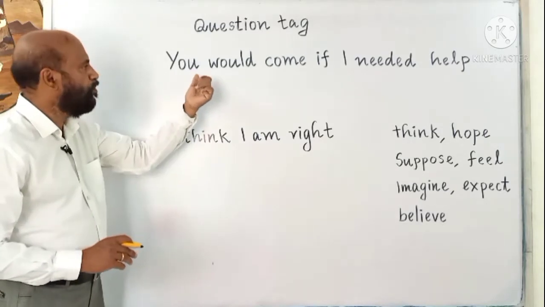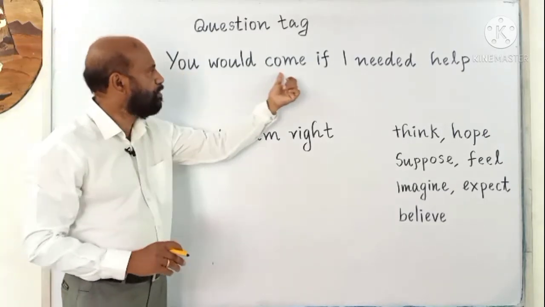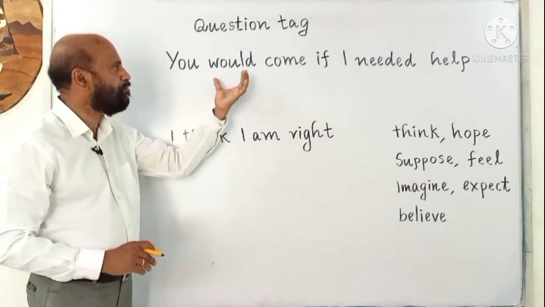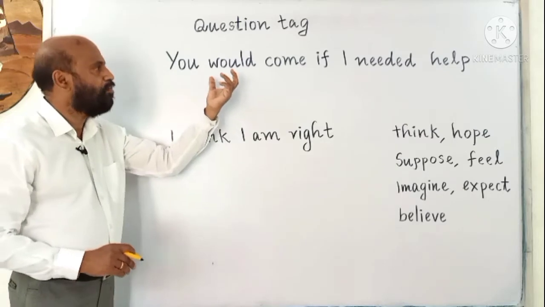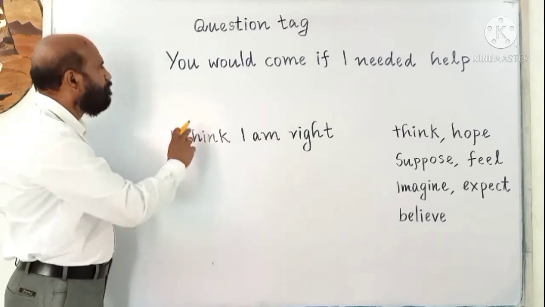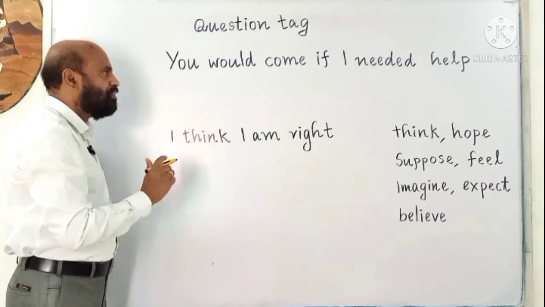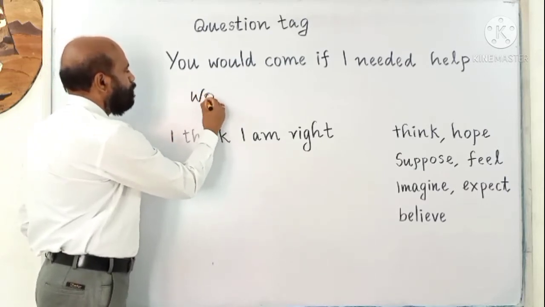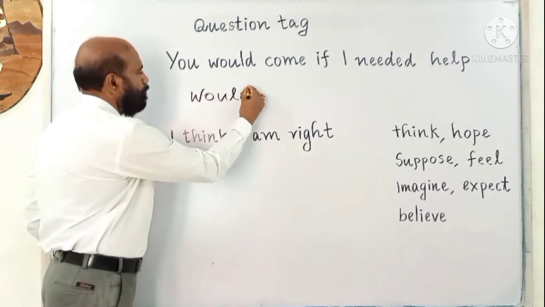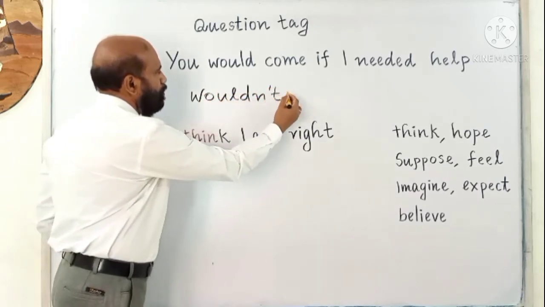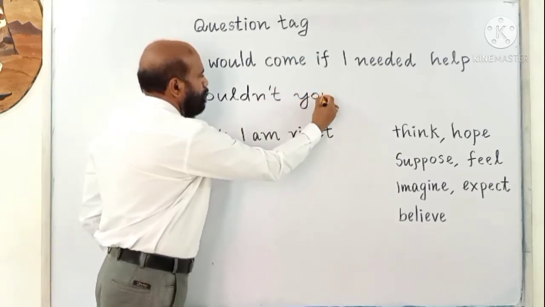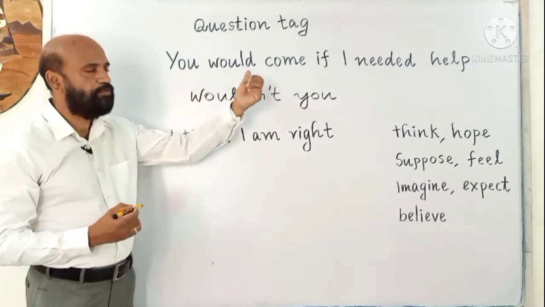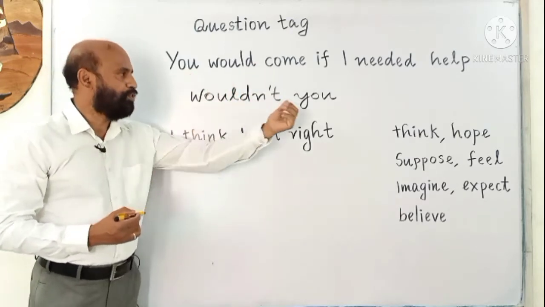So in this case, we will form the question tag of the main clause. That's the rule. If there is a main clause, we have to form the question tag of the main clause. So in this case, the question tag is, wouldn't you? It's a positive sentence, so the question tag is negative. You would come if I needed help, wouldn't you?